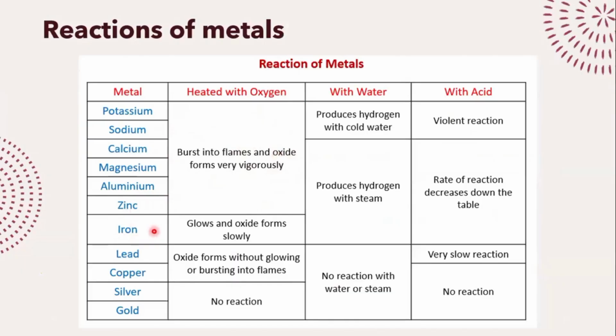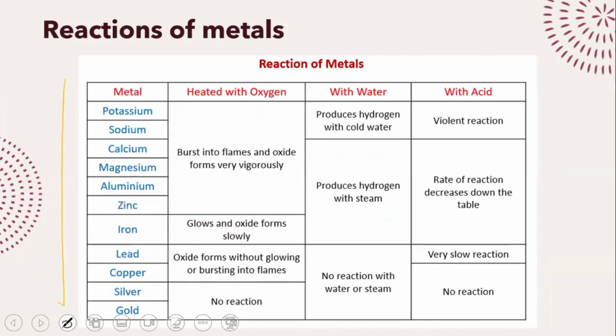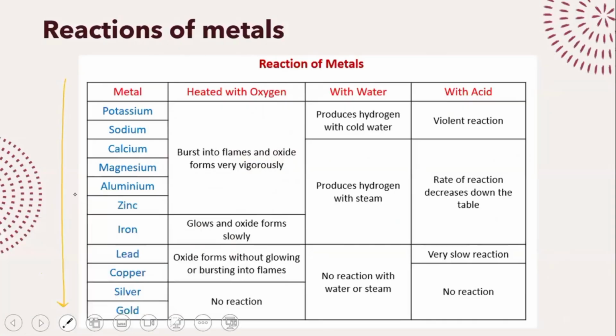Iron, on the other hand, and if you go down from iron to copper, they react very, very slowly. And silver and gold will not react at all, right? So this is your reactivity series. Reactivity decreases down the group. Okay? This is the reactivity series and reactivity decreases down the group.